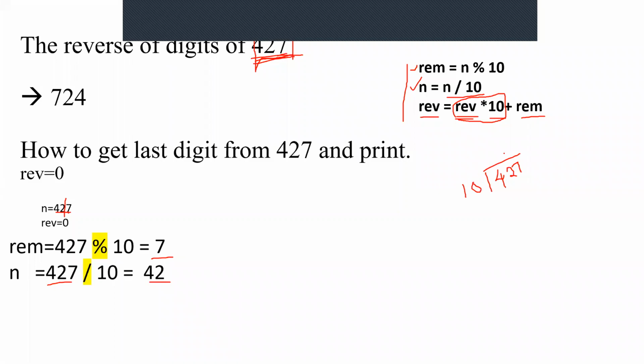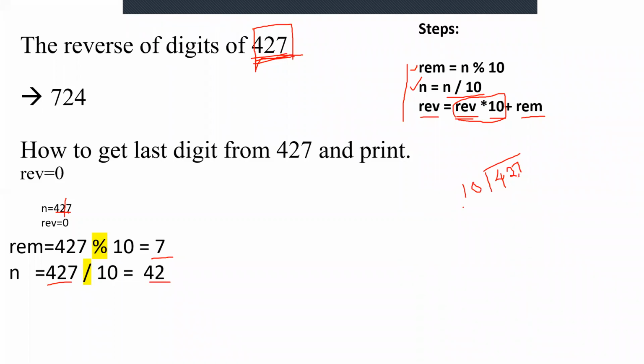That you have to check, if you have any doubt. You can divide and see the remainder and the quotient. The mod value will give you the remainder and the division operator will give you the quotient. That's all. So if you divide 427, then what will you get? You will get 42. So the remainder for this step is 7 and the quotient is 42.